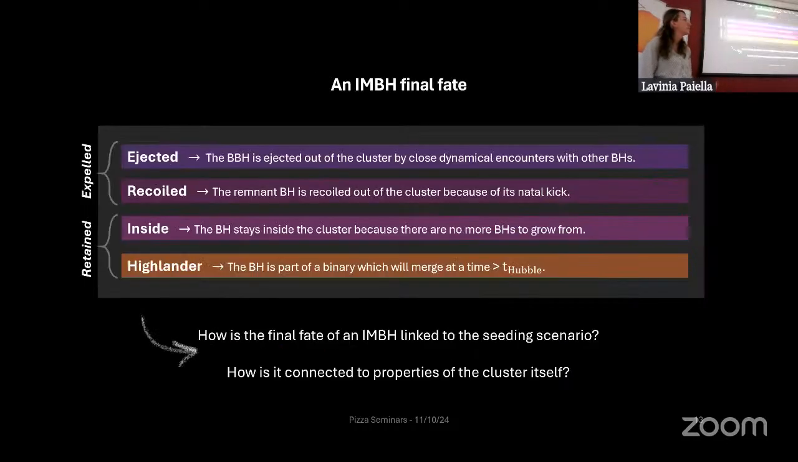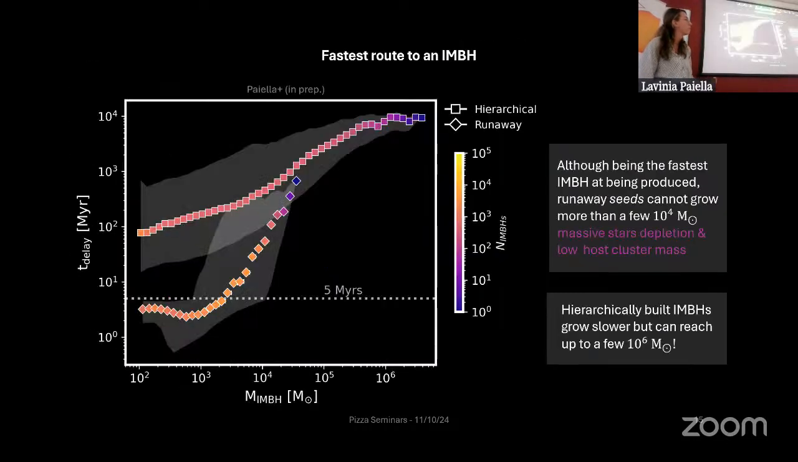And that means that you are basically fixing the maximum amount of massive stars you have in the cluster. So you have a fixed amount of stars, and you also need to imagine that a lot of them are going to finish in the formation of that IMBH.